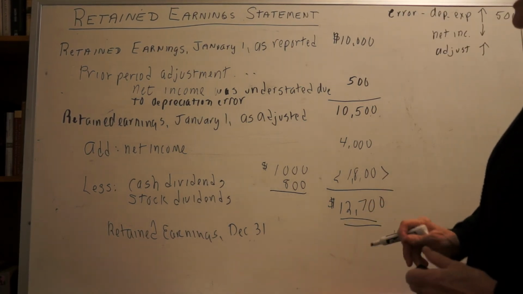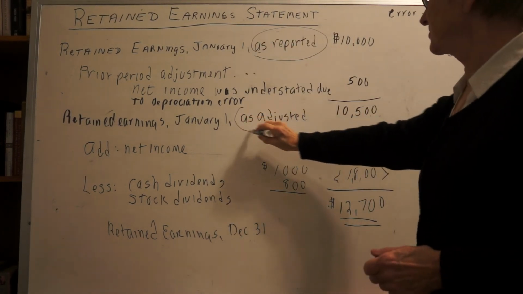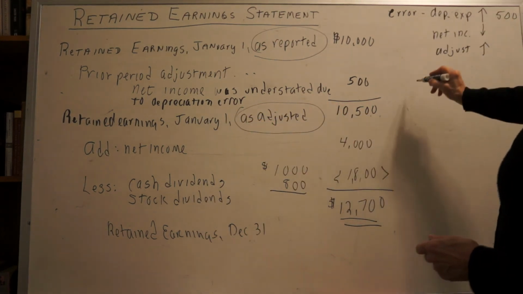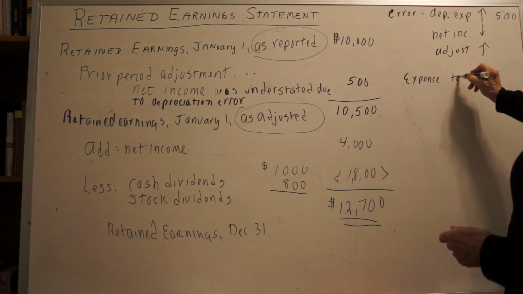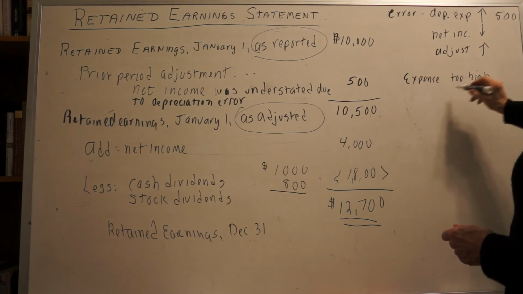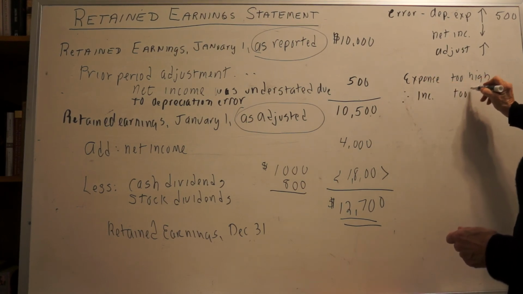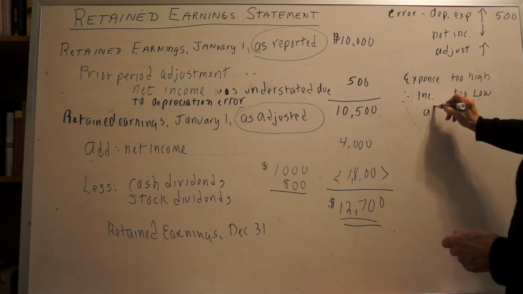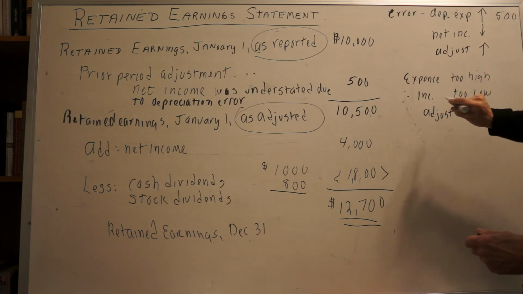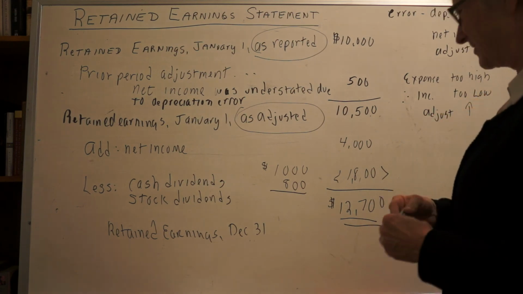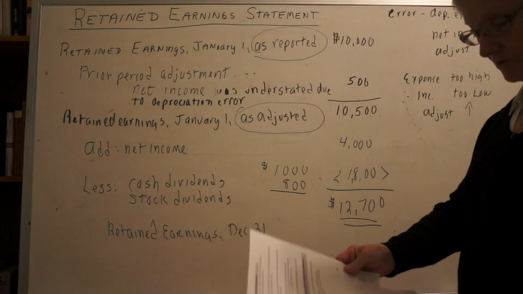Okay, so whenever there is a prior period adjustment, you definitely need the as reported and you definitely need the as adjusted. And if the error is that the expense last year was too high, whatever expense it is, it follows that income last year was too low, and so we have to adjust up, and vice versa. If the expense was too low, net income was too high, and we have to adjust down. So I think that's about all you need to know for the retained earnings statement.